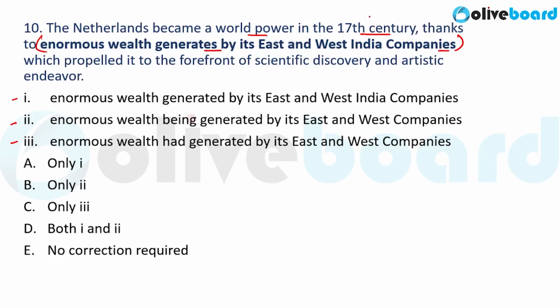So, if you were to notice, this sentence here talks about the past, some event of past, that is events of the 17th century, and generates here is incorrect. This generates must be replaced by generated, which indicates past tense, right? So this phrase in bold here is incorrect. Now, if you were to go through the options, it says enormous wealth generated by its East and West India companies, enormous wealth being generated by East and West India companies, and finally the third part says enormous wealth had generated by its East and West India companies. So options 2 and 3 are incorrect and only option 1 here is correct. So you'll mark option A as the correct answer.